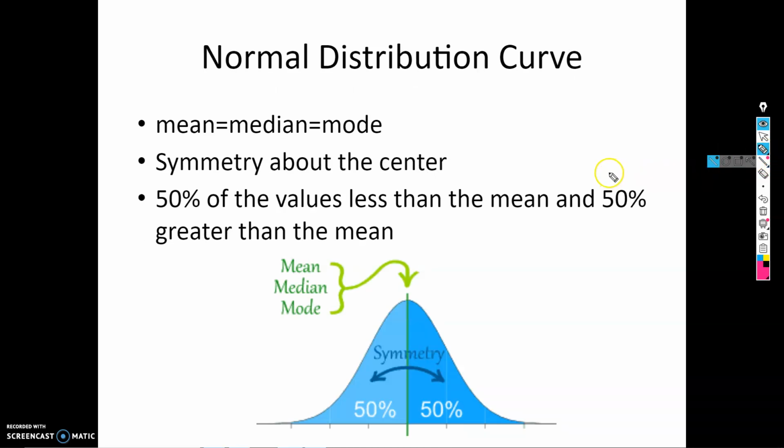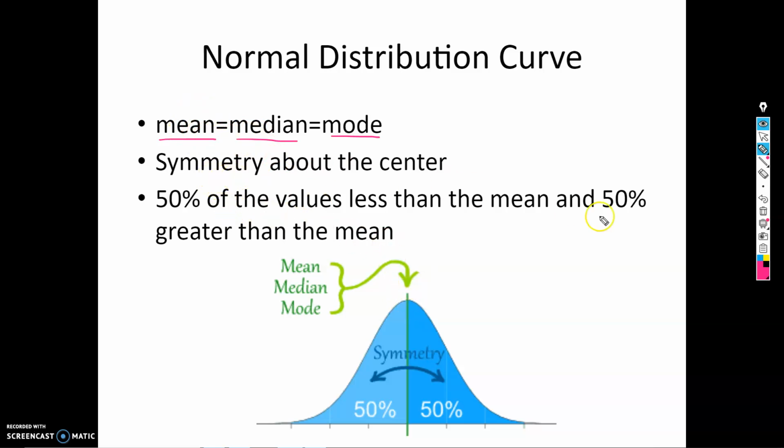Some properties of the normal distribution. The mean equals the median, which equals the mode. Our three popular measures in data, the mean, the median, and the mode, are all equal in a normal distribution.